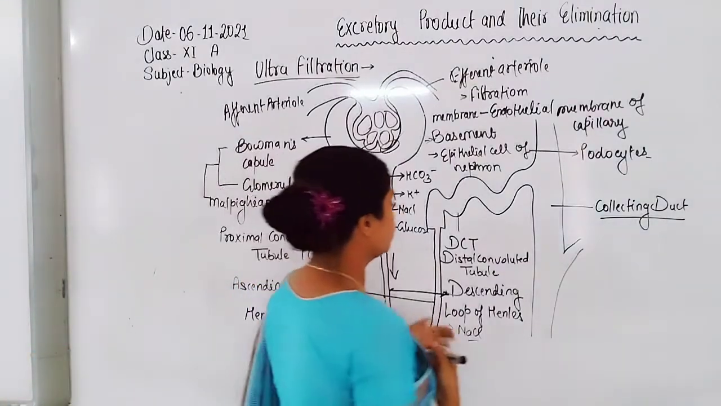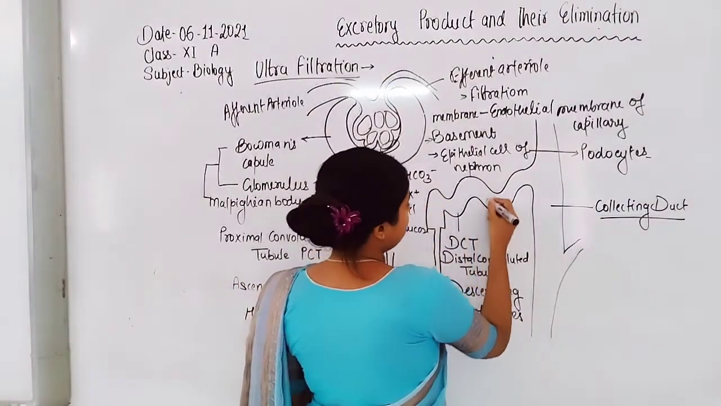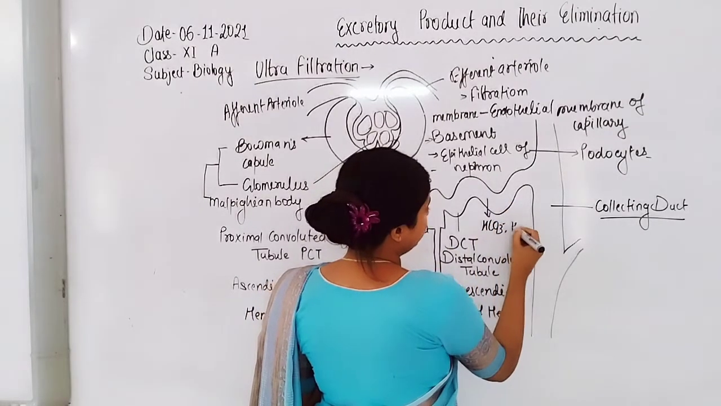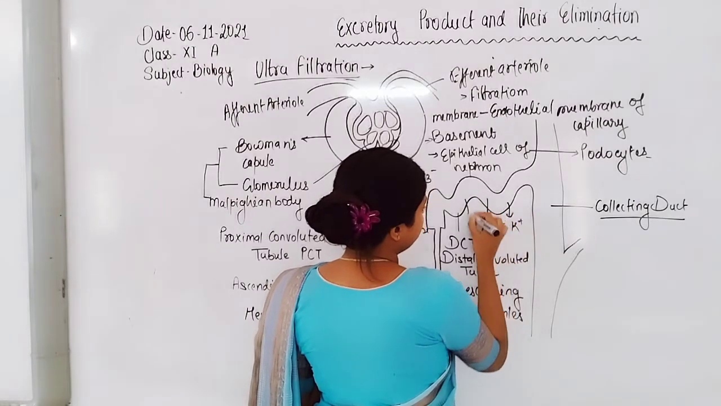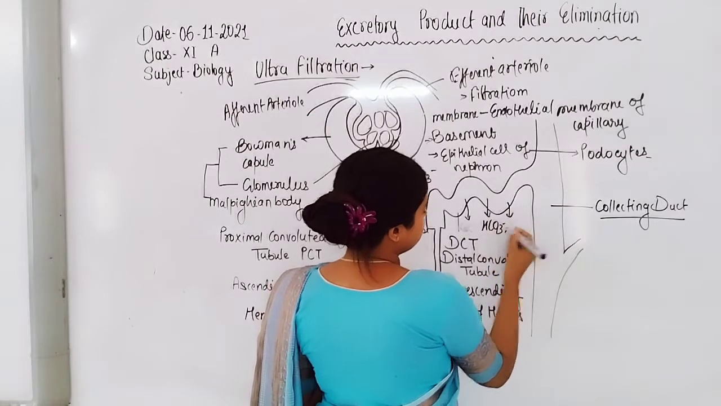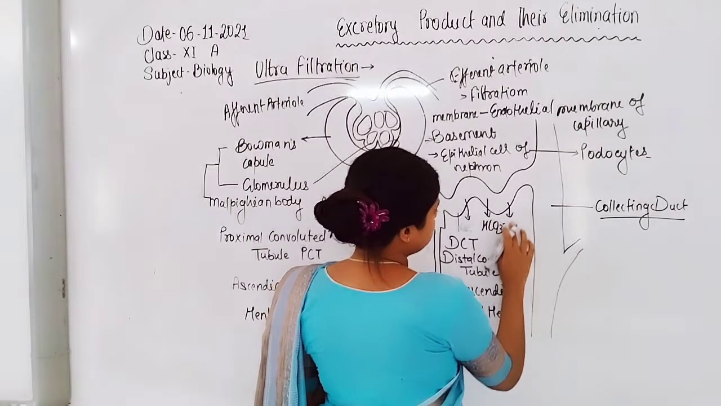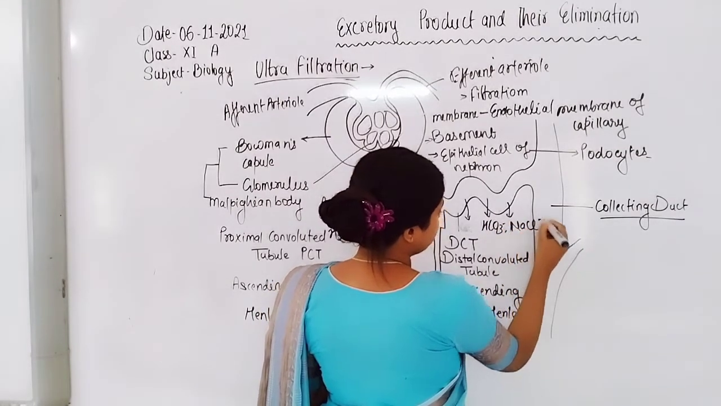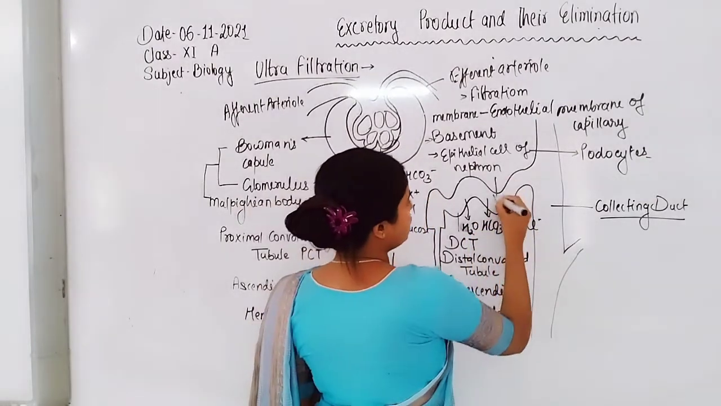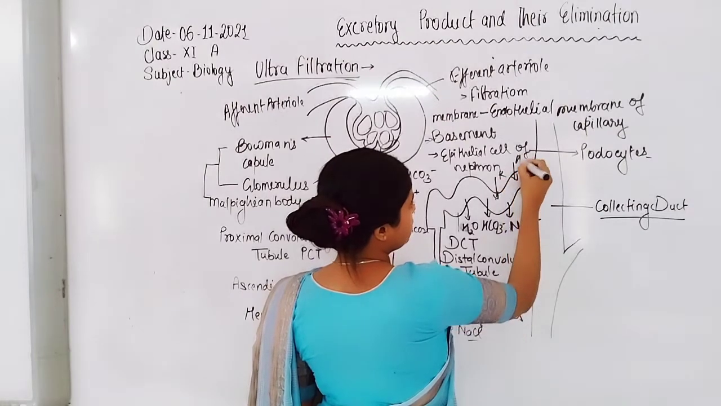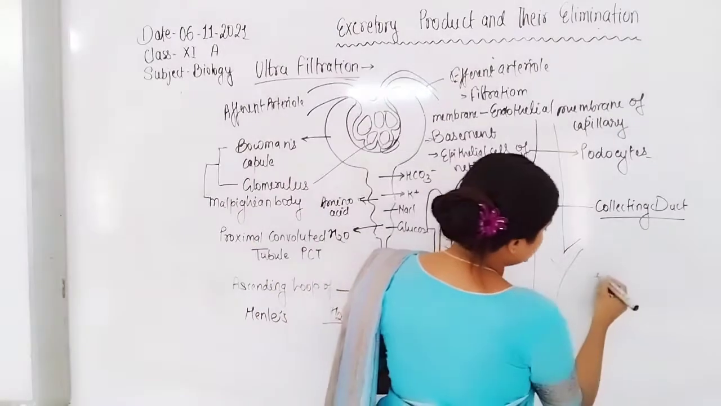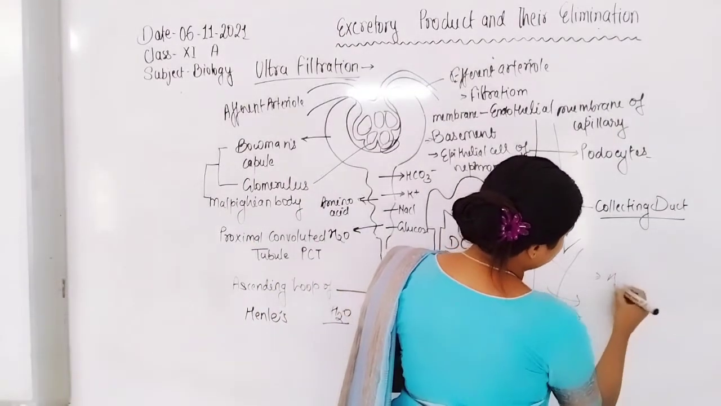Now the filtrate transfers into the DCT part, where again there is reabsorption of bicarbonate ion, potassium ion, sodium chloride and water. The secretion of potassium ion and H plus ion takes place in this region. Again, the water is reabsorbed by the collecting duct.